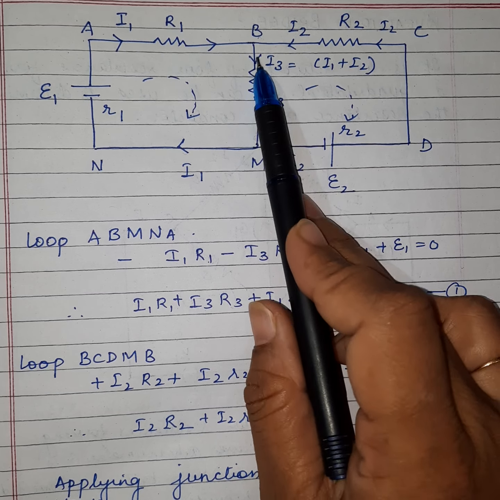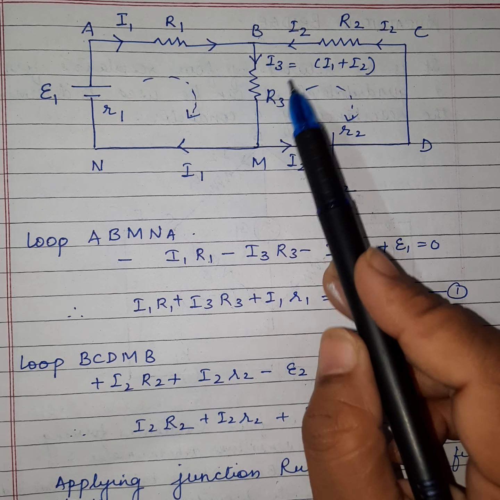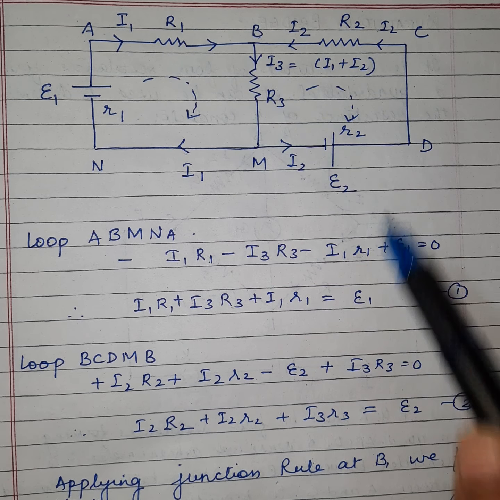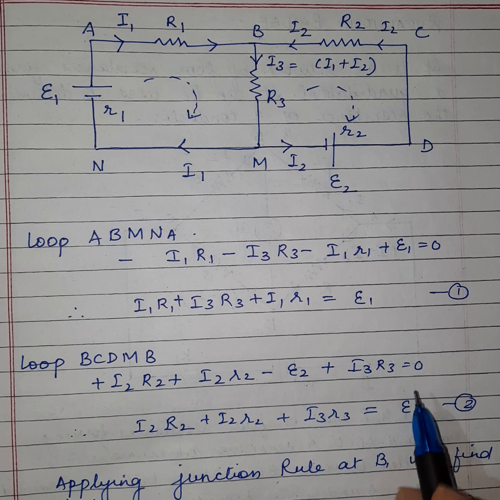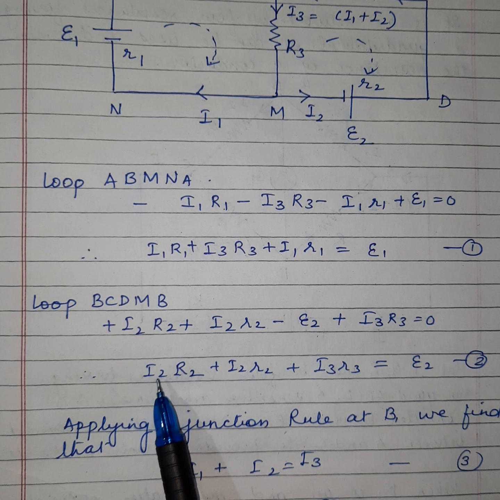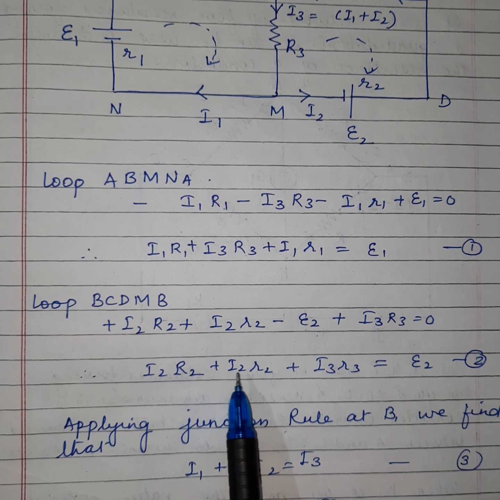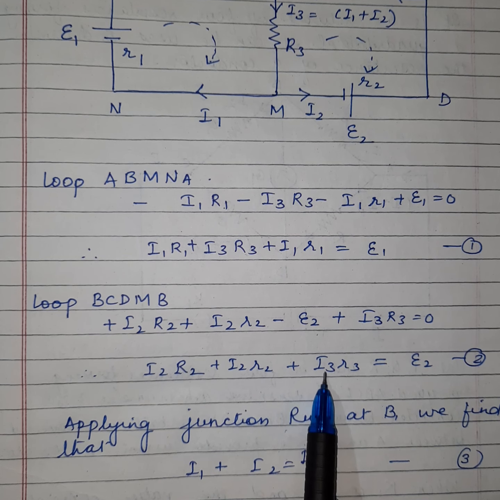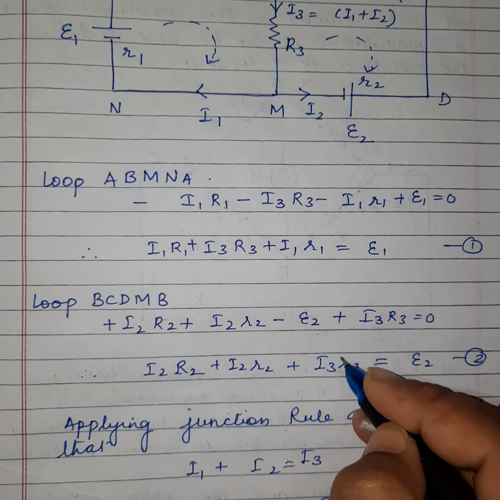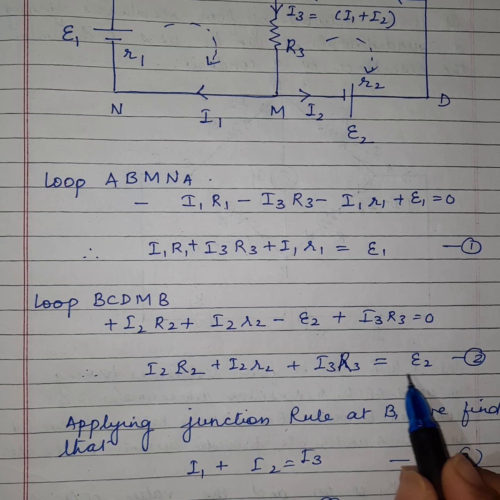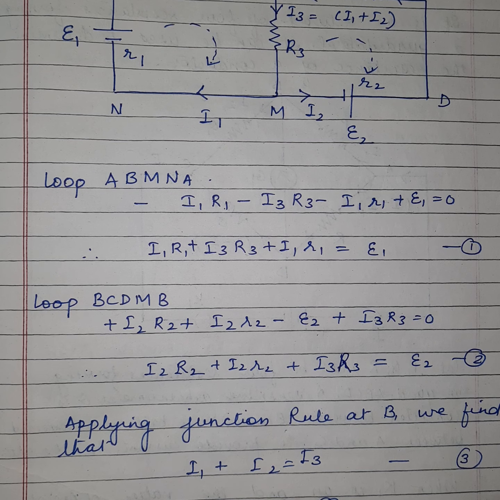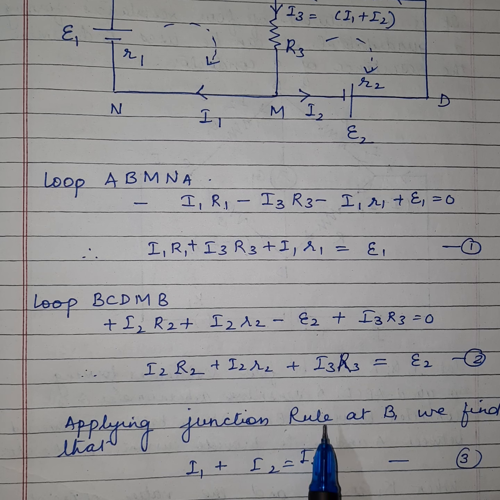And here again we can see that we are moving against the direction of the current, so it will be plus I3 R3, so it is equal to 0. So we can rewrite this equation as I2 R2 plus I2 small r2 plus I3 small r3 plus I3 capital R3 is equal to epsilon 2. This is equation 2. Now we will apply the junction rule at B.